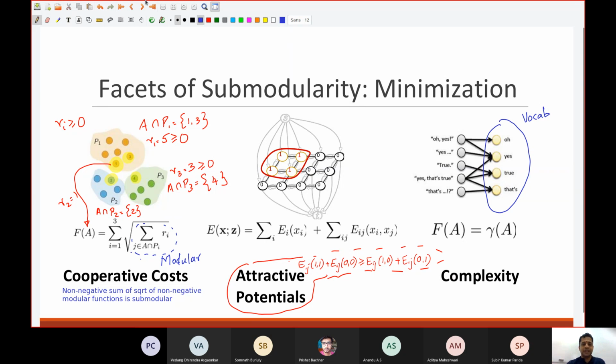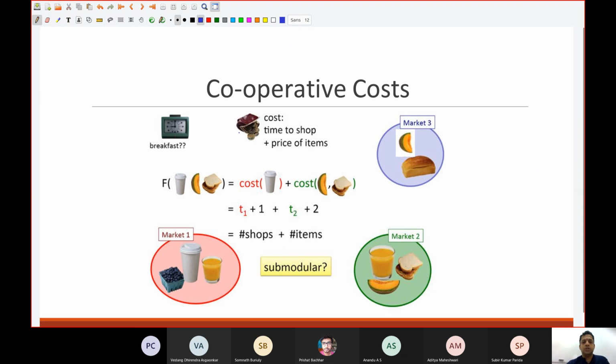But let's look at each of these in some more understanding. Let's look at the first, which is cooperative cost. What is the intuition? Let's say it's breakfast time and you want to buy certain items. You want to buy milkshake, some muskmelon, some sandwich. Now you know that there are some locations where you get these. Something you get in market 1, something in market 2, some things you get in market 3.